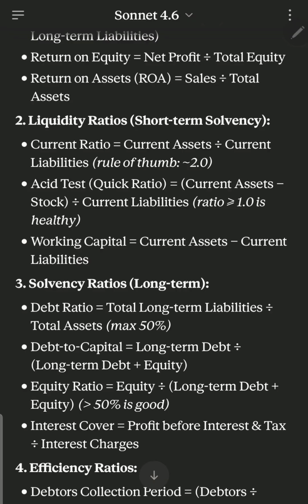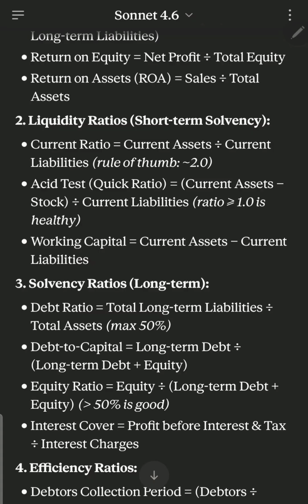Then there's the quick asset ratio, the quick ratio. Remember, current assets include stock, but we know very well that it's hard to sell your stock. So if you had to get money quickly, you remove the stock. So the acid test ratio or the quick ratio: current assets minus closing stock divided by current liabilities.